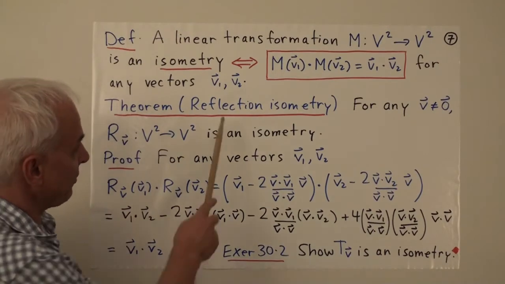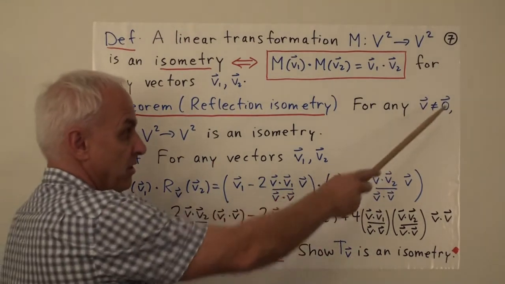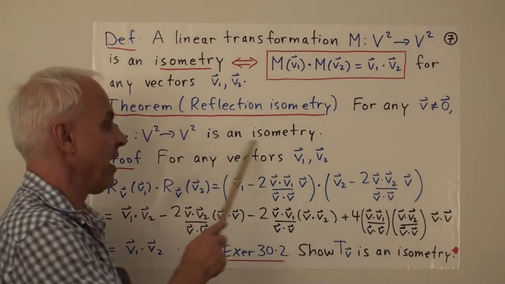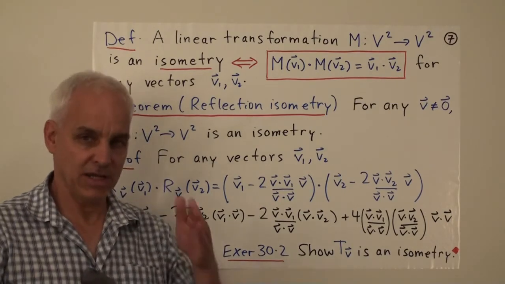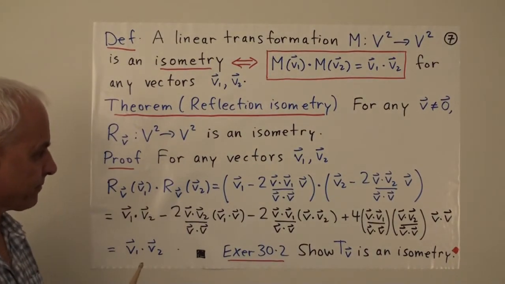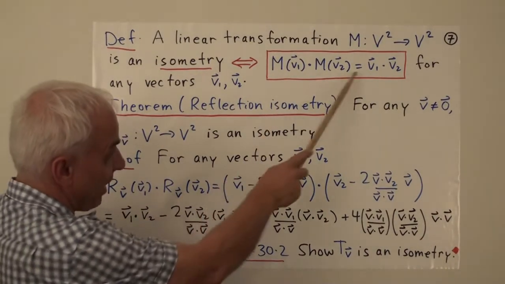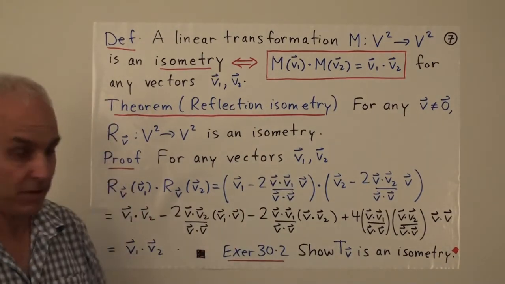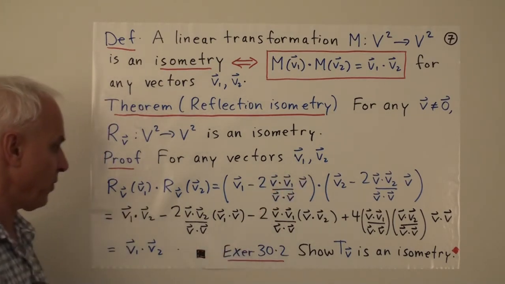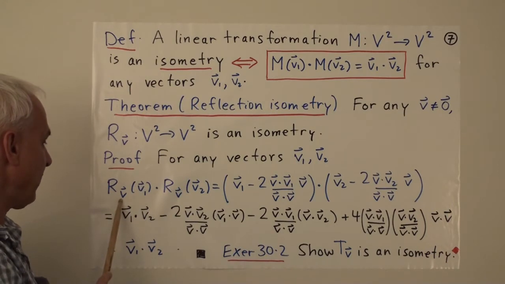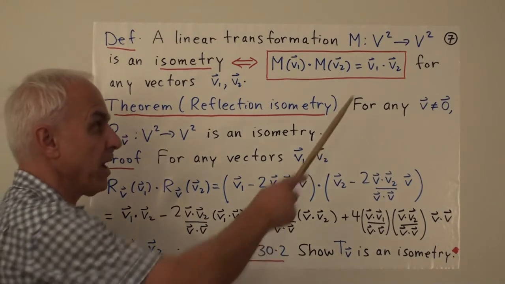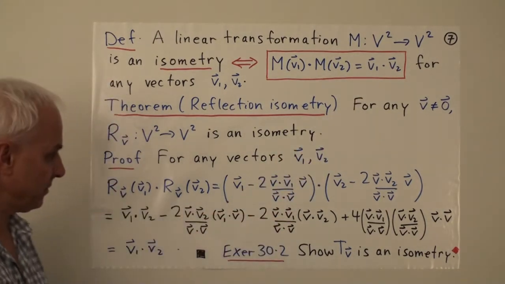So, theorem, which we might call the reflection isometry theorem: for any non-zero vector v, this reflection r sub v that we defined is an isometry. Reflection is an isometry. Let's give a proof. Okay, so what do we have to do? We have to verify that this condition is satisfied for r sub v. So we need to make a computation. Given vectors v1 and v2, we are now going to compute r sub v of v1 dot r sub v of v2. And hopefully we'll get just v1 dot v2 at the end of it.